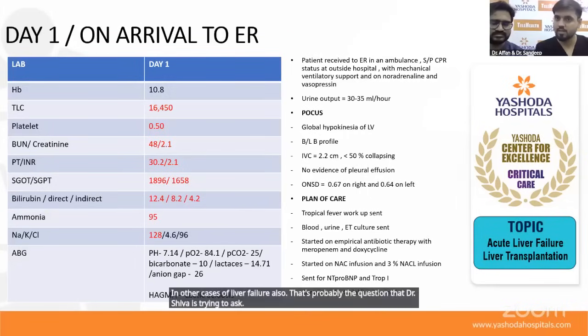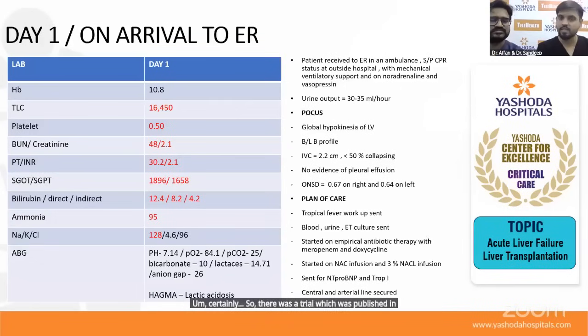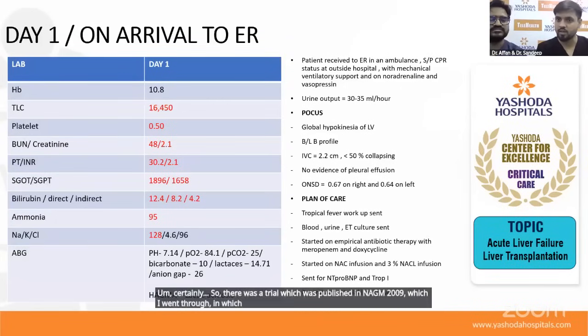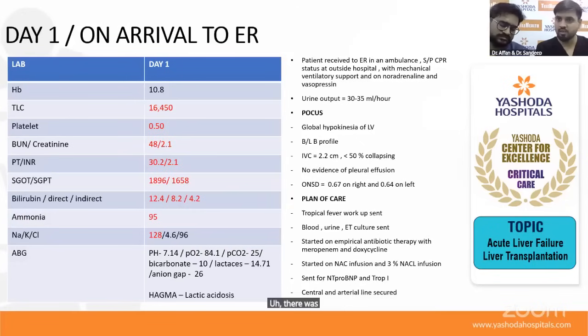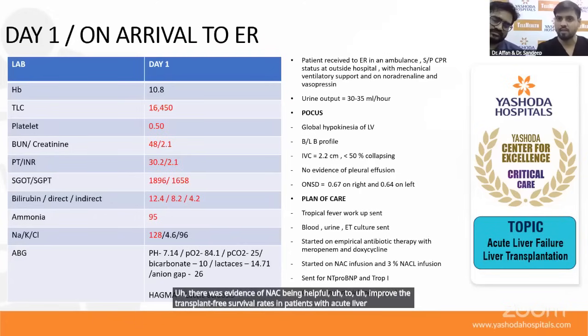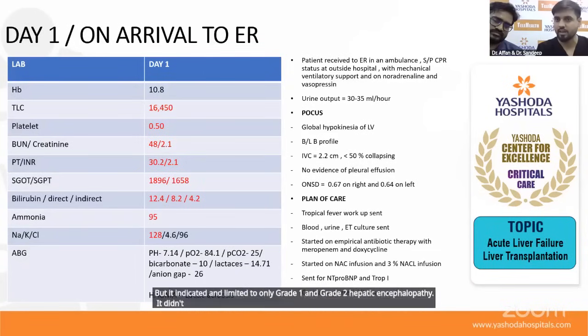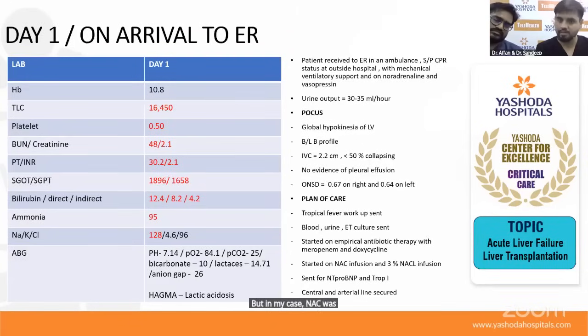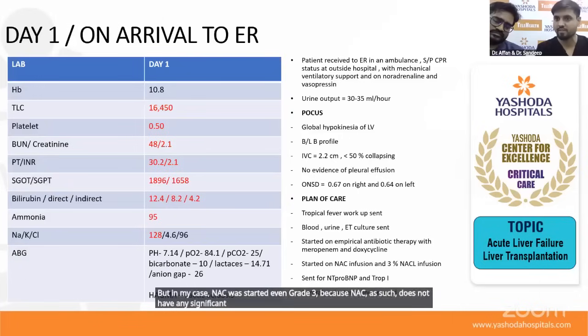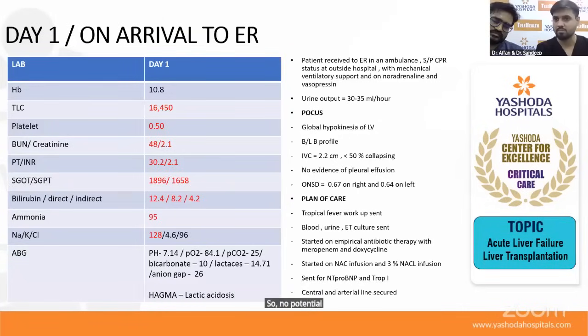So there was a trial which was published in NEJM 2009, which I went through, in which there was evidence of NAC being helpful to improve the transplant-free survival rates in patients with acute liver failure, but it was limited to only grade 1 and grade 2 hepatic encephalopathy. It didn't extend to grade 3 and grade 4. But in my case, NAC was started even in grade 3 because NAC as such does not have any significant side effects. So no potential harm.